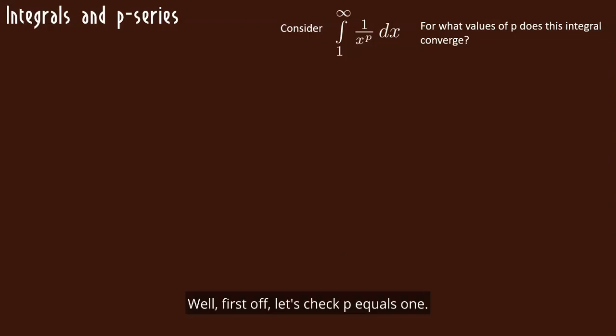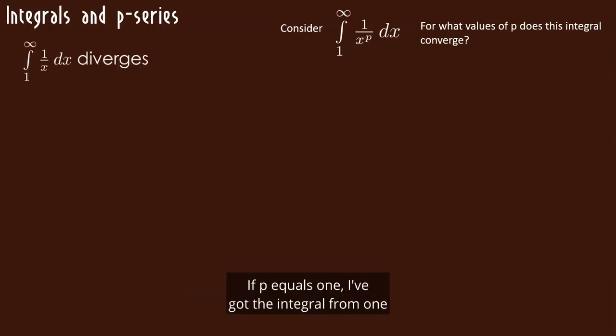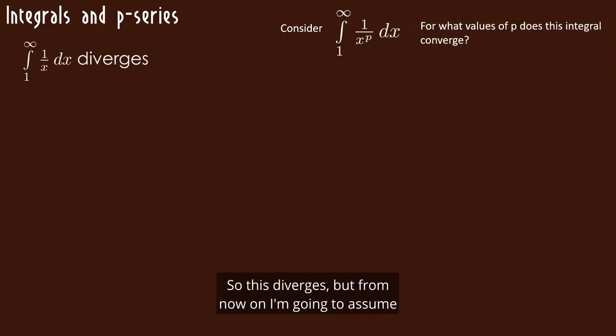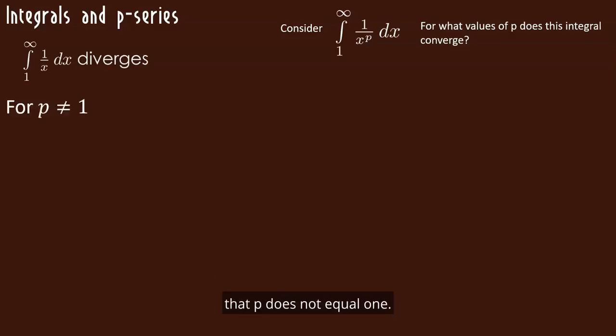Well, first off, let's check p equals 1. If p equals 1, I've got the integral from 1 to infinity of 1 over x. This is natural log of x when I integrate, and natural log of infinity is infinity, so this diverges. From now on, I'm going to assume that p does not equal 1. You'll see why in a second.